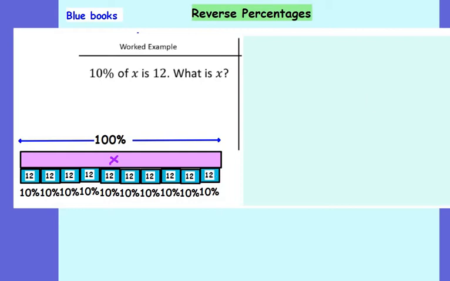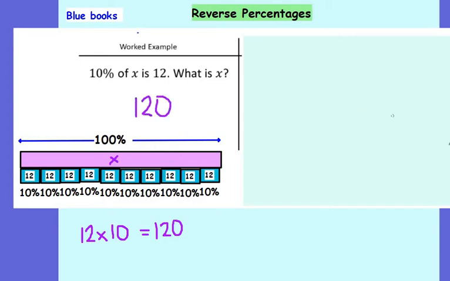So to work out what X is, I need to do 12 multiplied by 10, which gives me 120. So can you see how we've been given a portion of X and we can use that to work out what 100% of X is.